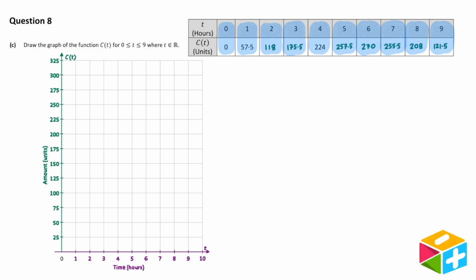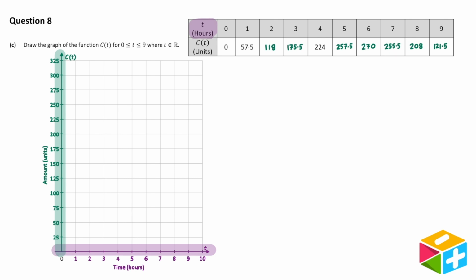This data forms 10 pairs. Each of these pairs can be plotted as a point on our graph to give us an idea of the shape of our function. In our graph, the horizontal t-axis represents the time in hours. This corresponds to the first row of our table. The vertical axis is labelled with C of t, the amount of the drug in units. This corresponds to the second row in our table.